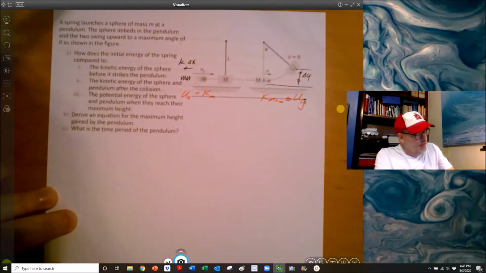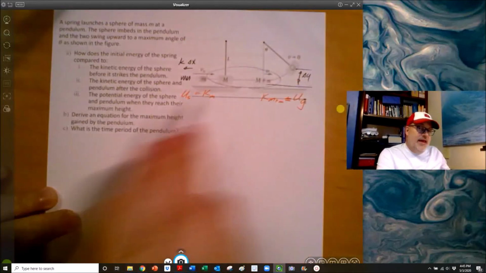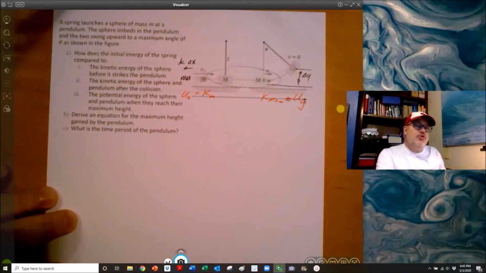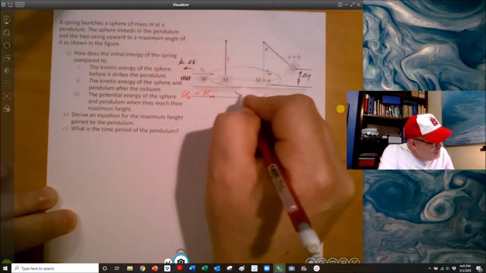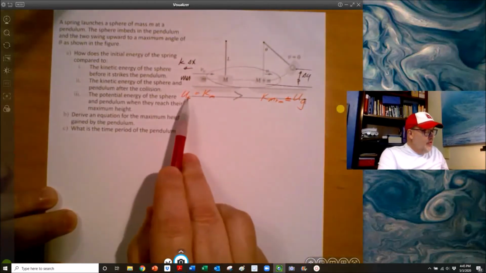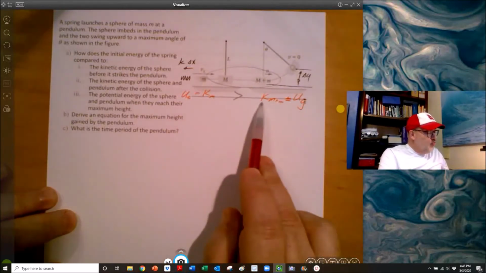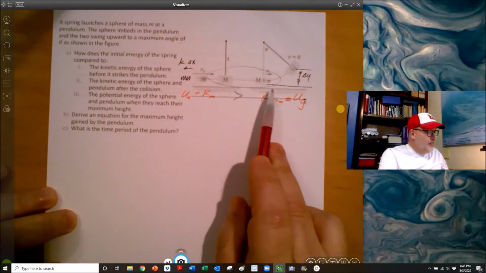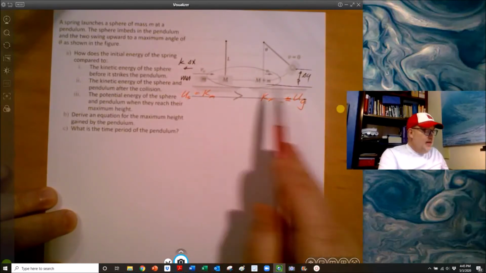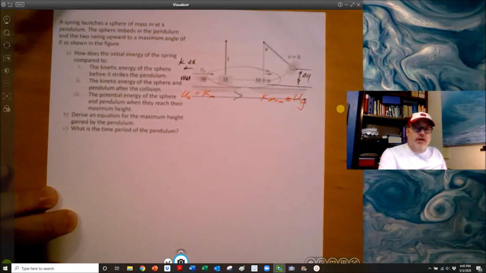Our issue is right here in this collision. This is a perfectly inelastic collision, so we lose kinetic energy. So we know that the kinetic energy we start with is greater than the kinetic energy we end with in the collision. So the spring energy is equal to the kinetic energy of the ball. It's greater than the kinetic energy that we end up with, the ball and pendulum together, and that equals the potential energy of the ball and pendulum after they swing to their maximum height.